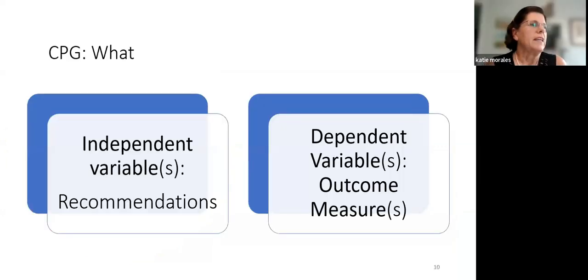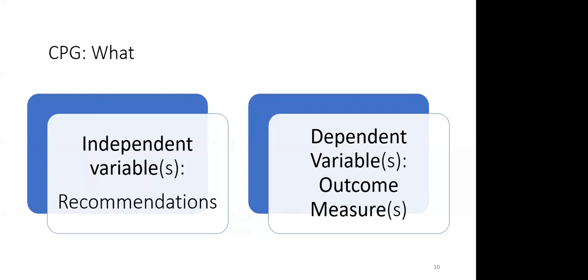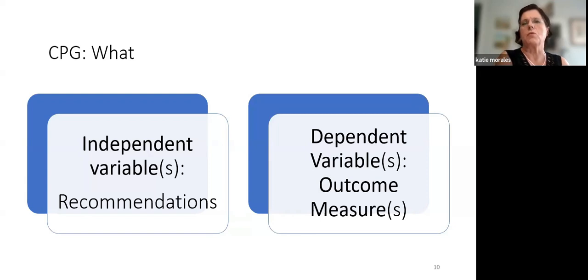Now the what. When we're looking at research, we always have our independent variable, and with clinical practice guidelines, that's going to be the recommendations that they're putting forth. And our dependent variable is always that outcome measure that we're interested in. So if the clinical practice guideline was to prevent postpartum hemorrhage, that would be our dependent variable, and our independent would be whatever interventions, recommendations they're putting forth to help us reduce postpartum hemorrhage.